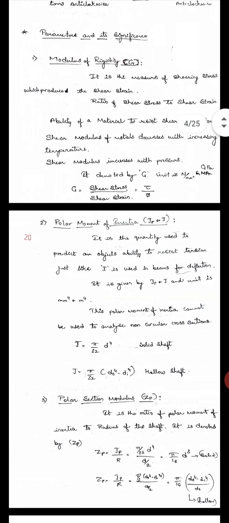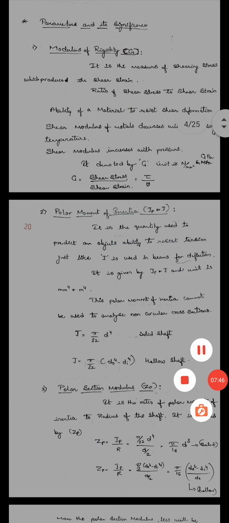So parameters and significance. First is modulus of rigidity. It gives a measure of shear stress and shear strain produced, and this is the ability of material to resist shear deformation, and this decreases with increasing temperature or increasing pressure also. Second one, polar moment of inertia J. It predicts the object's ability to resist torsion.